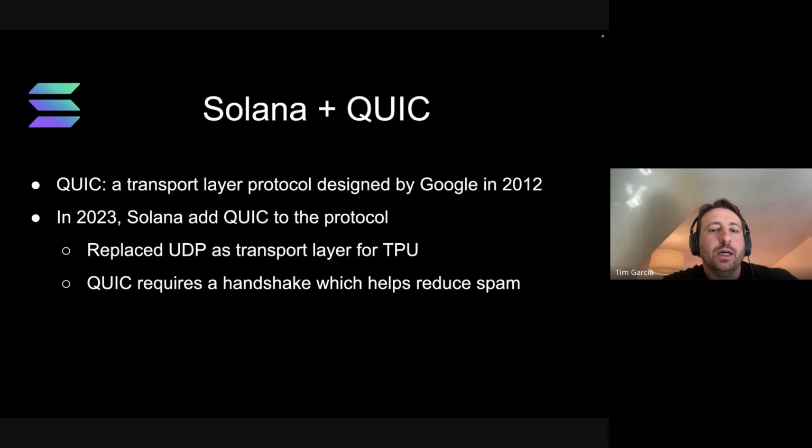So a little background, Solana introduced QUIC in 2023. If you're not familiar, QUIC is a transport layer protocol designed by Google. Essentially, the idea was to get the speed of UDP with some of the benefits of TCP. The reason that Solana chose to implement QUIC over UDP in the past was that we were getting lots and lots of spam from different network events, and the QUIC handshake essentially makes it more difficult to spam. So the original intent was spam reduction.